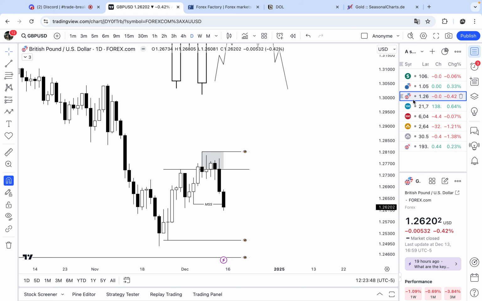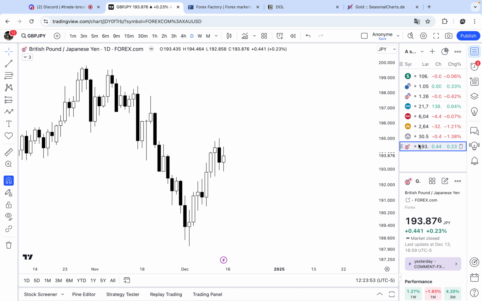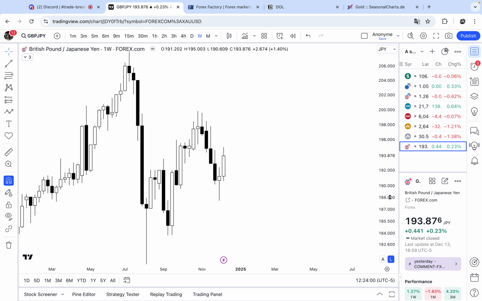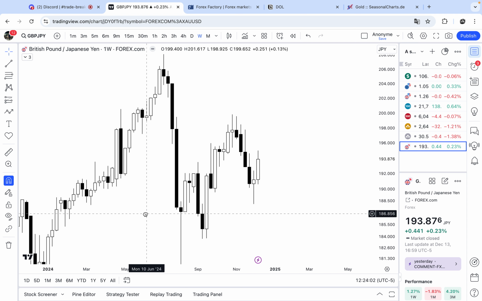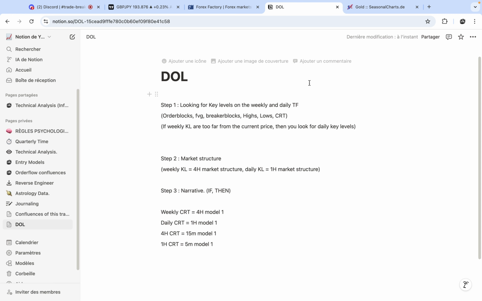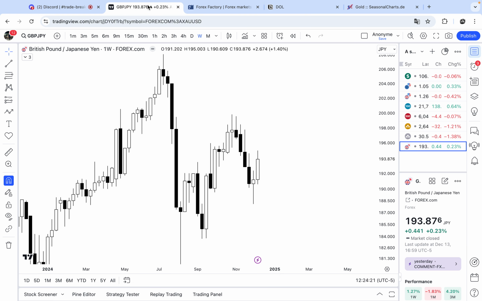Now, as per your request, JJ. Let's do JJ. First thing, what do we do? This is a question. What do we do first thing first? Mark key levels. Yes, sir. Looking for key levels on the weekly and daily.